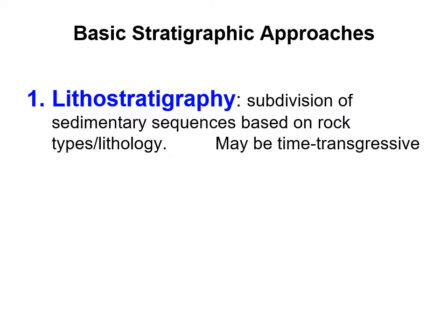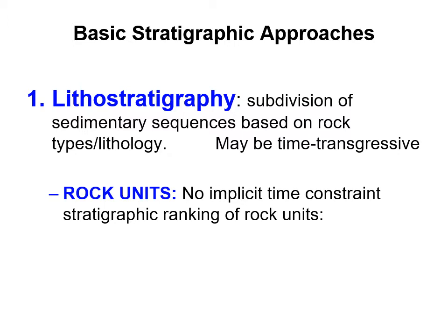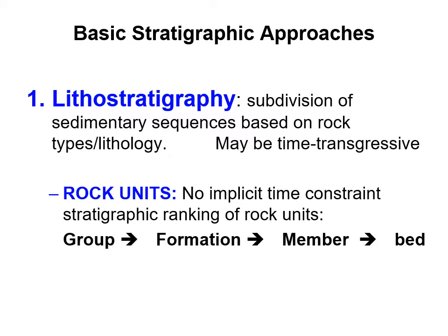In this case, we're actually studying the stratigraphy sequences of different time through rocks. Now, these may be time transgressive, which means your lithostratigraphy may not always be the same age. In this case, we're studying rock units. We have no implicit time constraint in that stratigraphic ranking of rock units. So when you're looking at a geologic formation, which is the fundamental unit of lithostratigraphy, it can be a range of ages. It's not to say that if you look in the Platteville Formation in one location, it's going to be the exact same age in another.